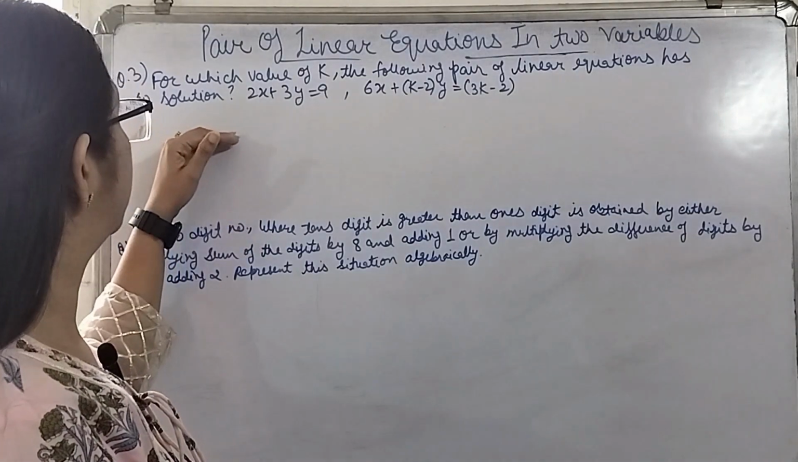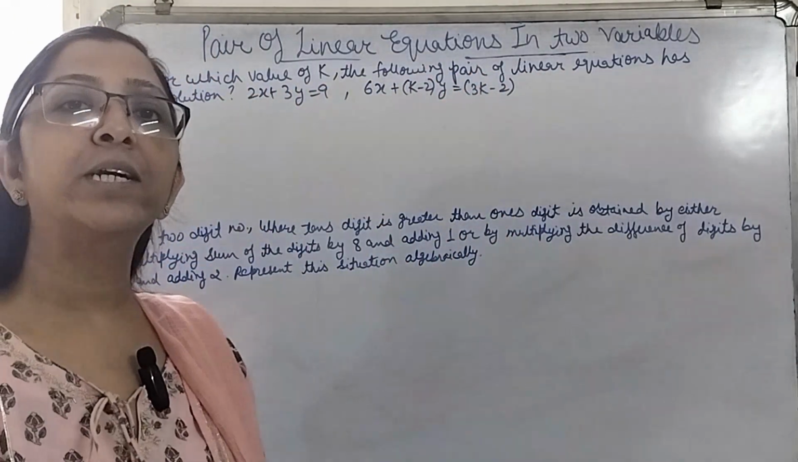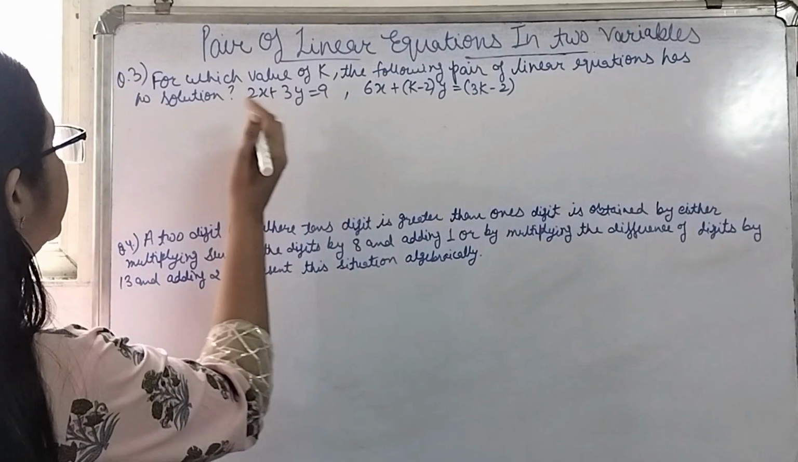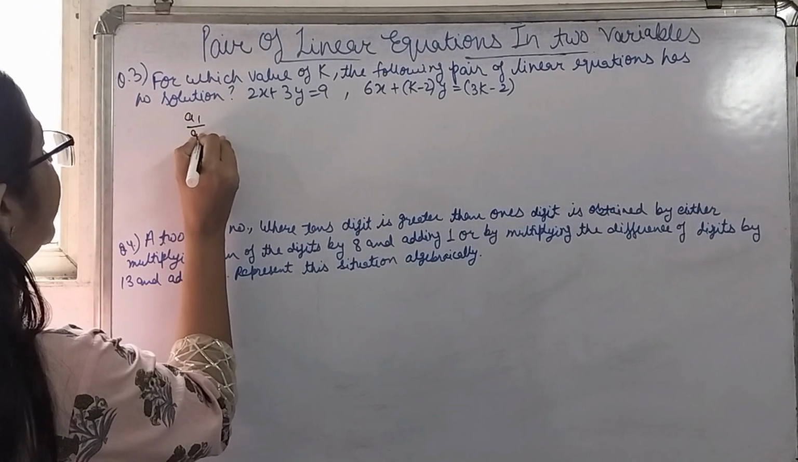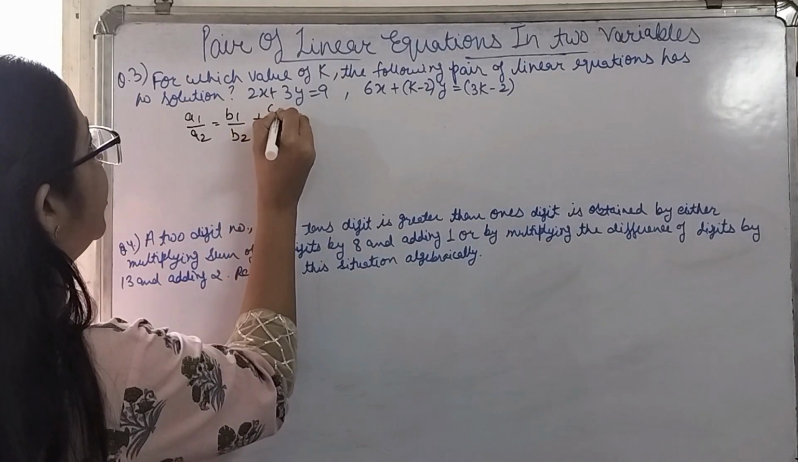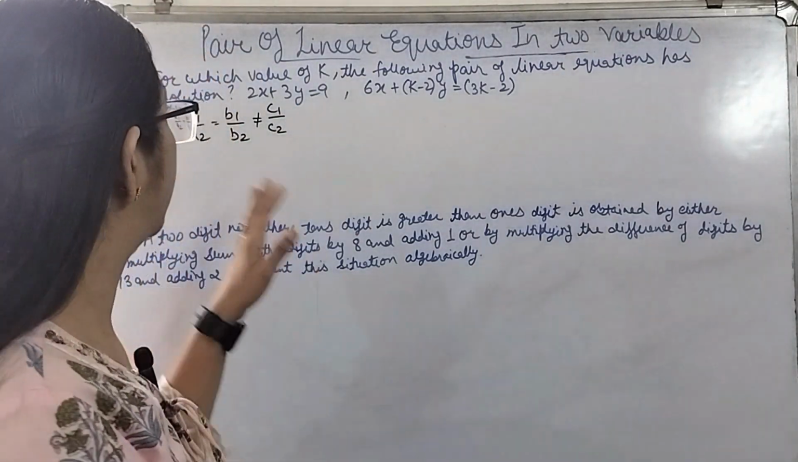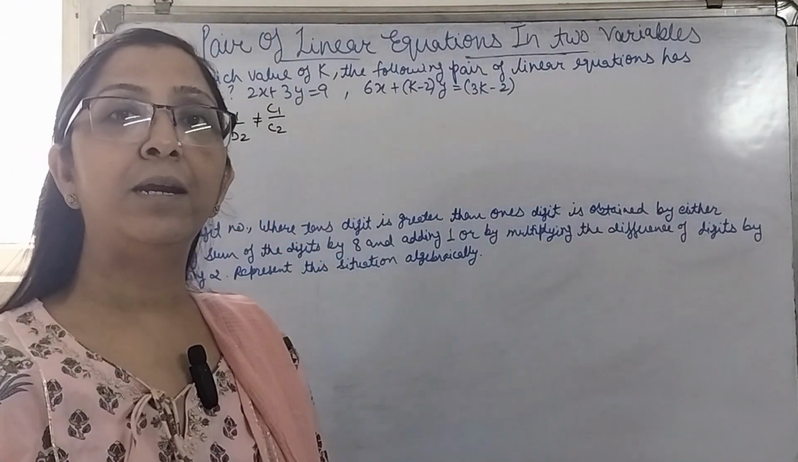So we have already learned the conditions that should be satisfied for a pair of linear equations which has no solution. The condition is a1/a2 = b1/b2, but it should not be equal to c1/c2. This is the condition for parallel lines.